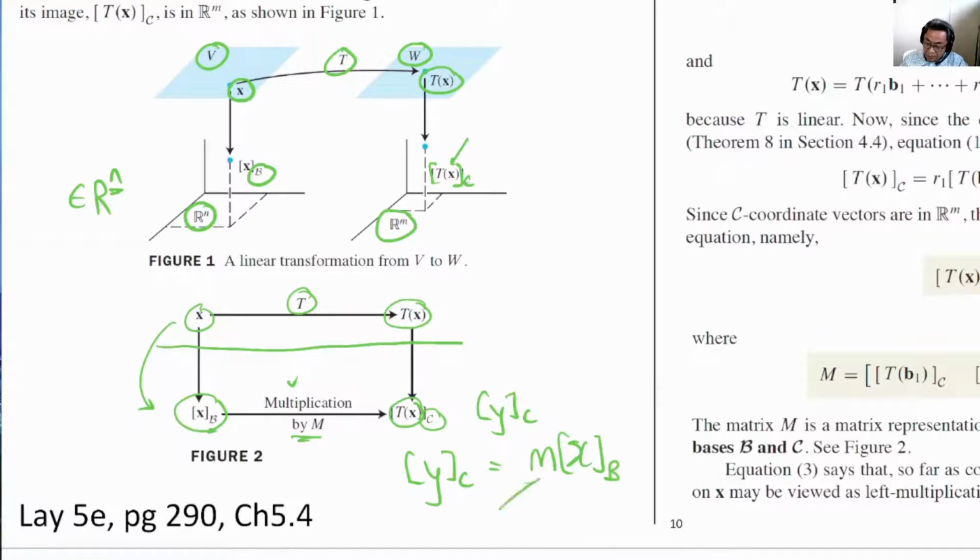So the question now is, what is M? Well, remember that this is an m by 1 vector. This is an m by 1 vector. This is an n. The input is an n by 1. Therefore, M is an m by n matrix. So we are trying to now figure out how to find M.